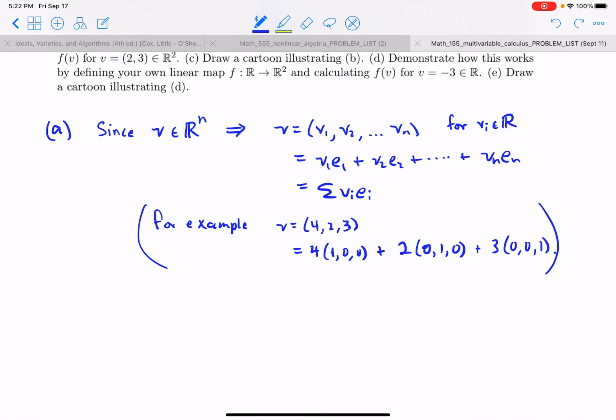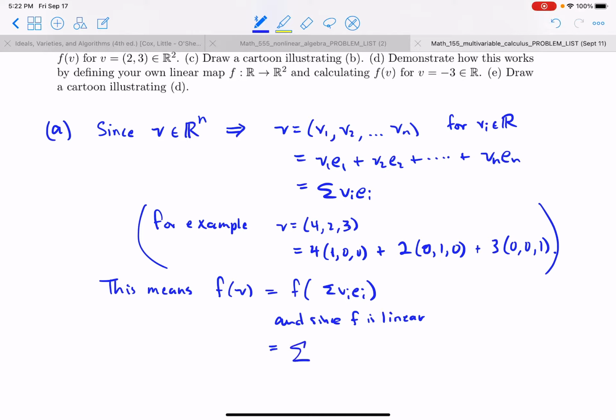Okay, so then this means f of v is what? We need to figure out what that is. Well, since v is the sum of the vi ei, and since f is linear, then we can pull this summation out, we can pull these scalars out, and we get the sum of the vi's times the f of ei's. Maybe more concretely, f of v1 e1 plus v2 e2 would be equal to v1 times f of e1 plus v2 times f of e2.